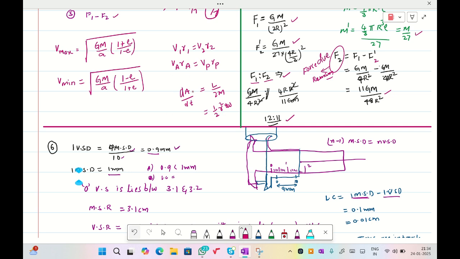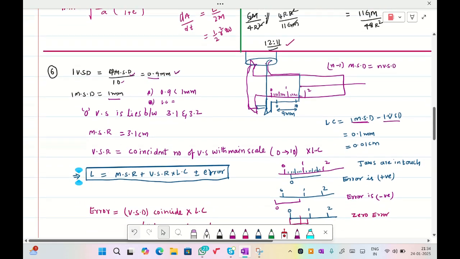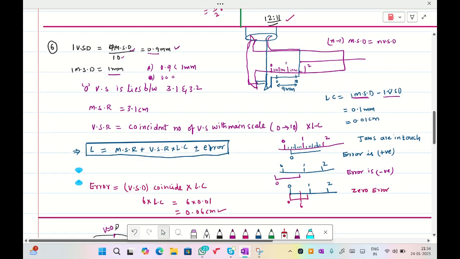According to the first law, and the time period formula, T proportional to a, T square proportional to a cube. And different models of the time period formula they will ask. So that is related to gravitation.